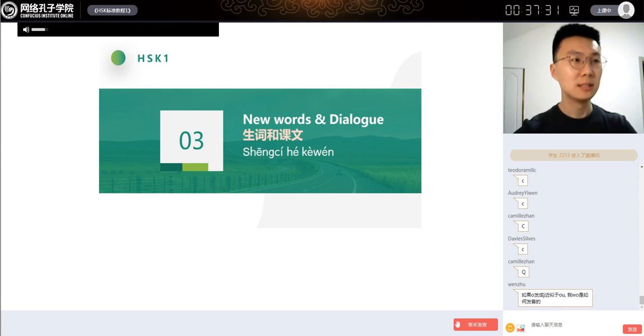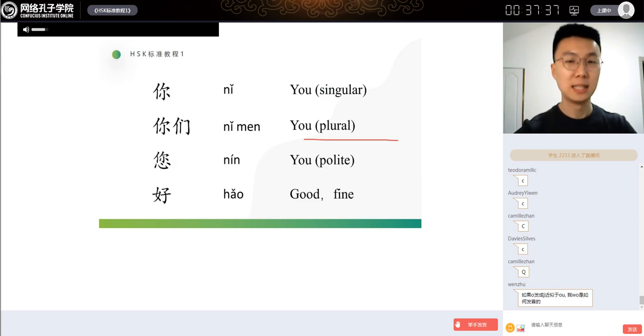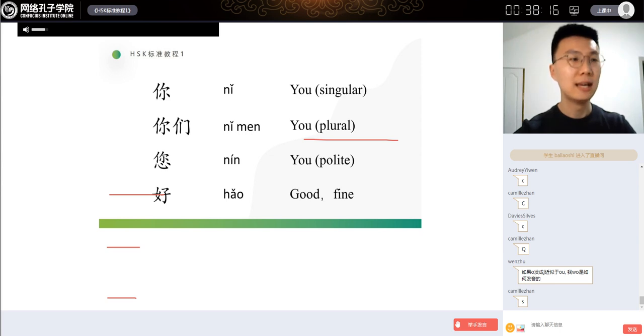Now let's learn some more new words. 你 means you, singular, only one person. And 好 means good, fine. If there is more than one person, two people or three students, we should use 你们. 你们 is plural. And if you are greeting your boss or someone older than you, you'd better use 您. 您 is a polite way to say you.